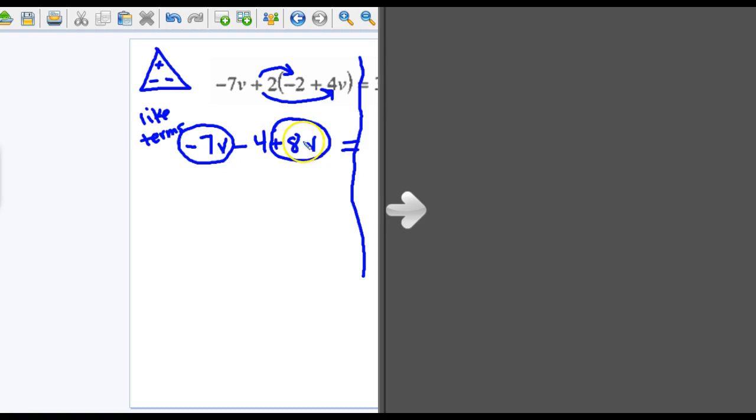So minus 7 plus 8, in my head I know what it is, but in case you don't, I'm going to go ahead and do column method over here. Minus 7, positive 8, 7 is smaller. We're going to subtract it from 8. It's going to give me a 1. It's on the positive side. I know that combining these guys is going to give me 1v.